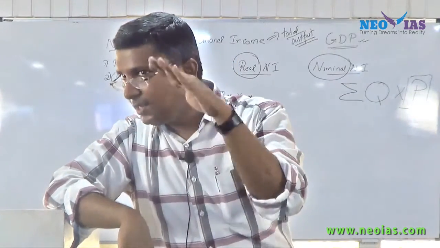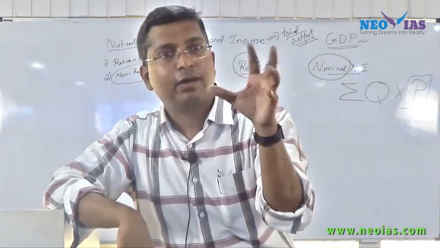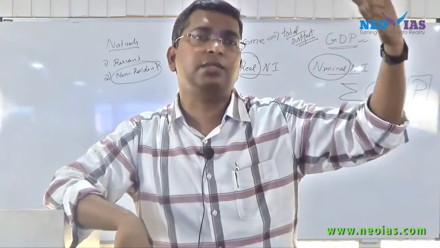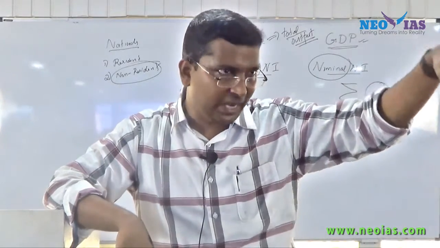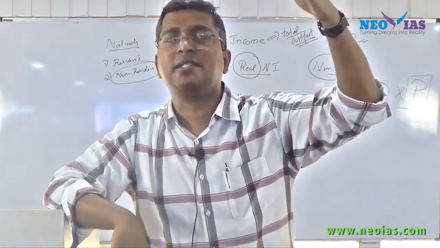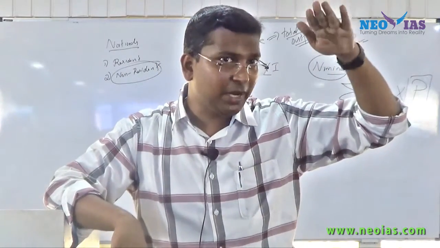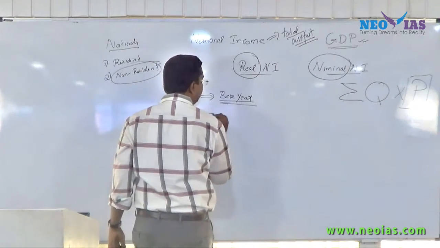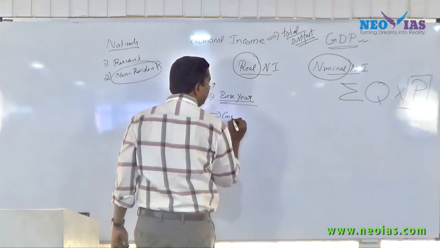The base year price is constant, because next year when we produce items, we will not be calculating the price of that year, we will be using the base year price. So base year price is also called constant price. This term is very important. Base year price is also called constant prices.